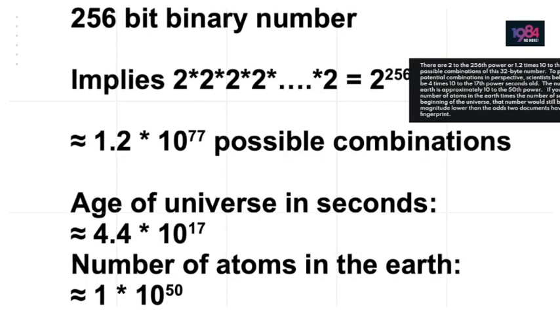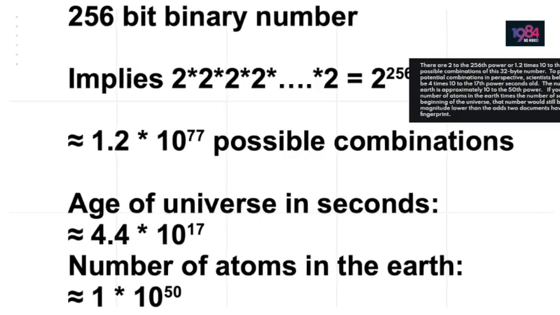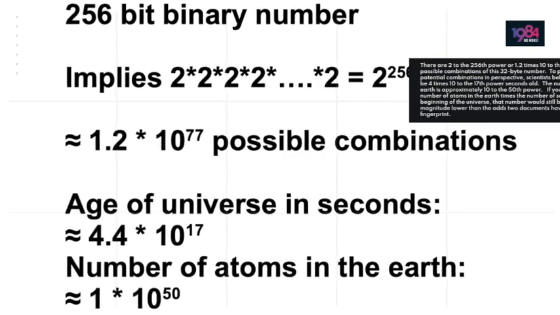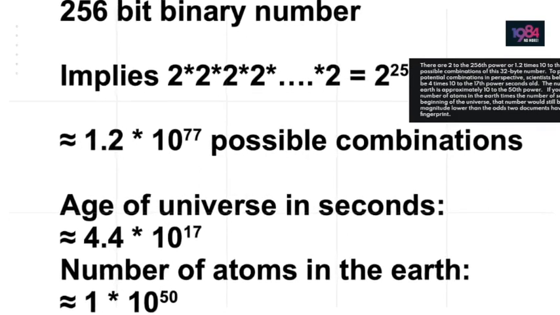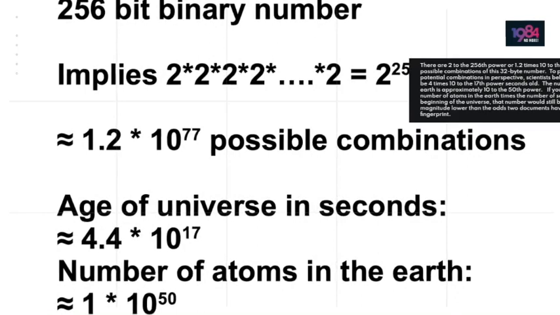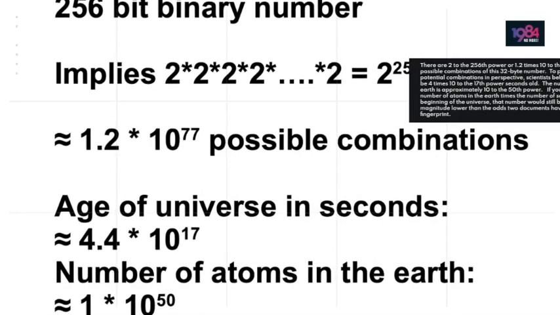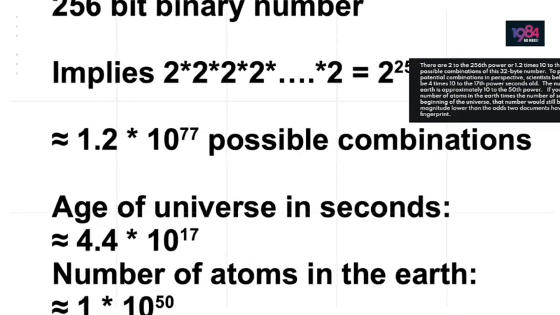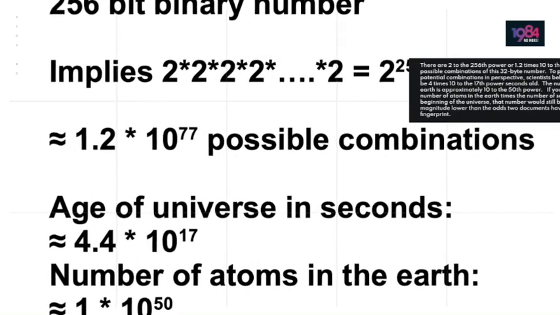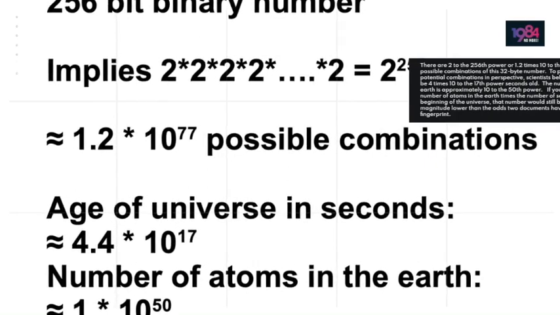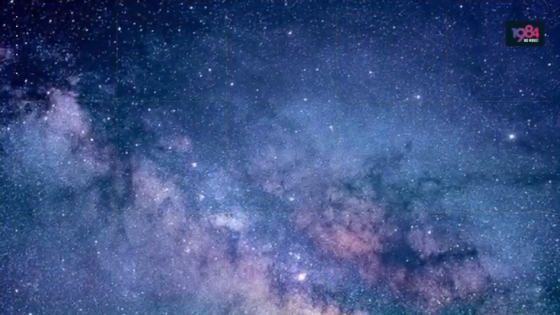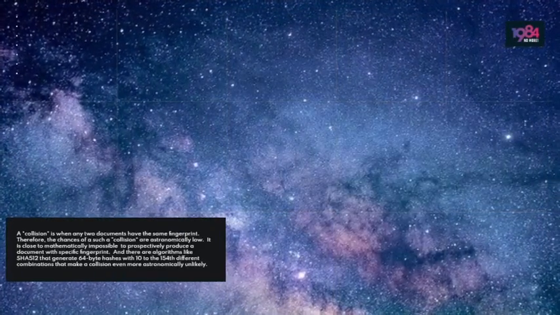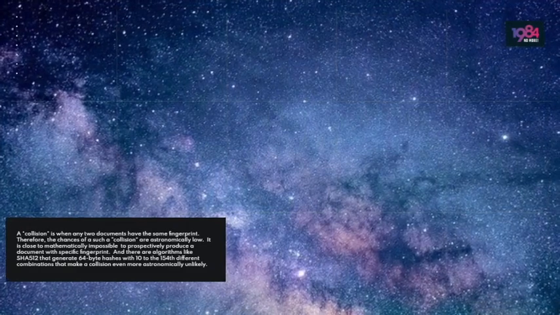To put the number of potential combinations in perspective, scientists believe the universe to be 4 times 10 to the 17th power seconds old. The number of atoms in the Earth is approximately 10 to the 50th power. If you multiply the number of atoms in the Earth times the number of seconds since the beginning of the universe, that number would still be about 10 orders of magnitude lower than the odds of two documents having the same fingerprint. A collision is when any two documents have the same fingerprint. Therefore, the chances of such a collision are astronomically low.